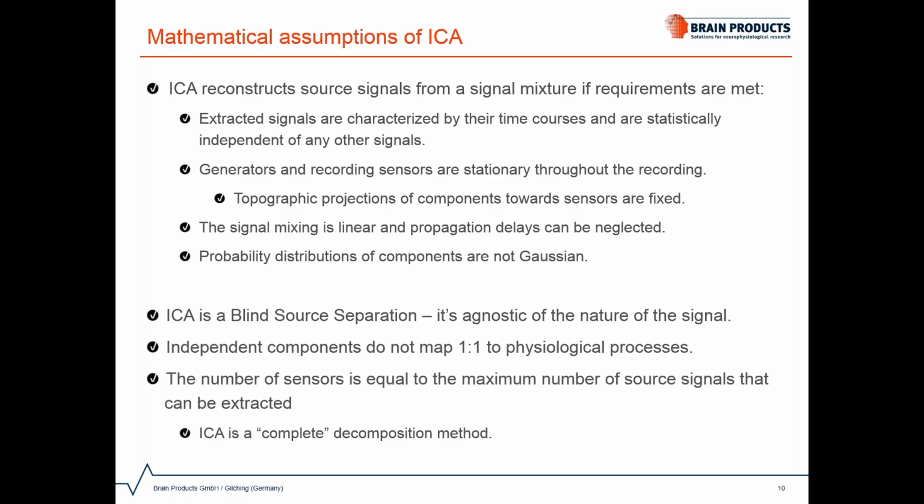Finally, and importantly, the number of sensors and the maximum number of source signals is equal, and I will show you why this is the case. But this fact makes ICA a complete decomposition method. So in principle, our human EEG signals fulfill these mathematical assumptions, and that's why we can use ICA to unmix or decompose the signal into its sources.